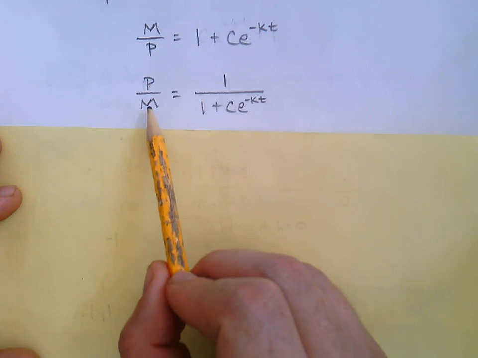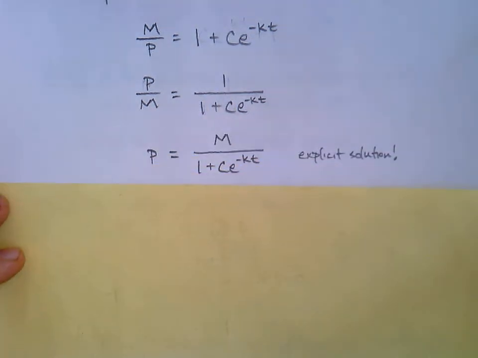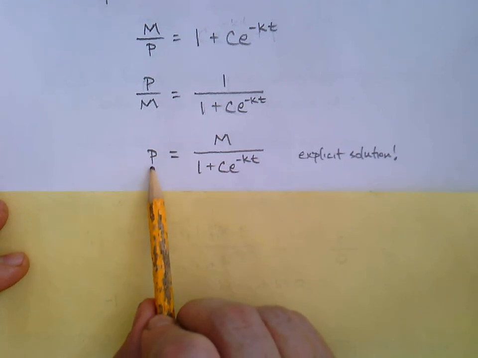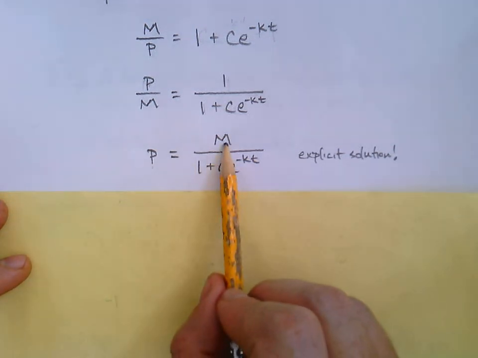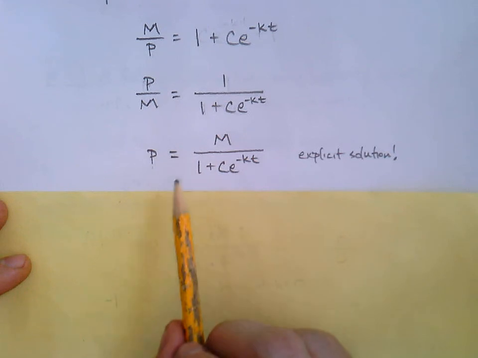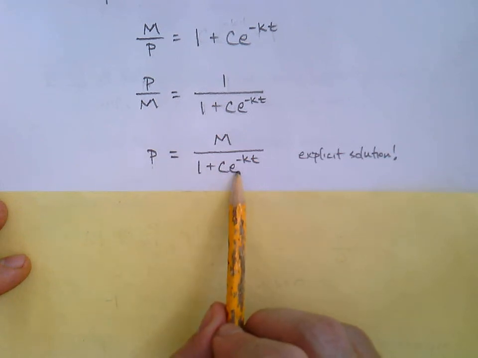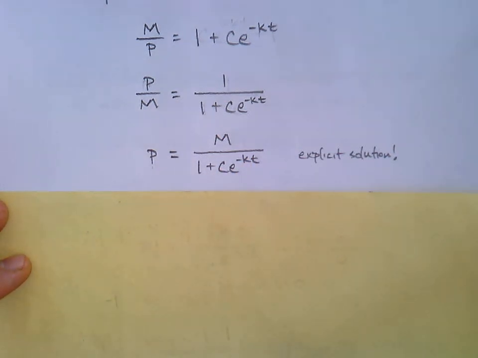And we're almost there. All we got to do is multiply the m over at this point. And we found an explicit solution. The population size p equals m, remember that's your carrying capacity, over 1 plus c e to the negative kt. That is impressive.